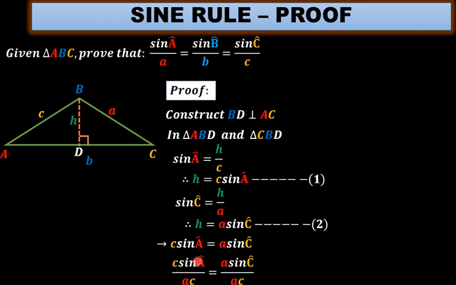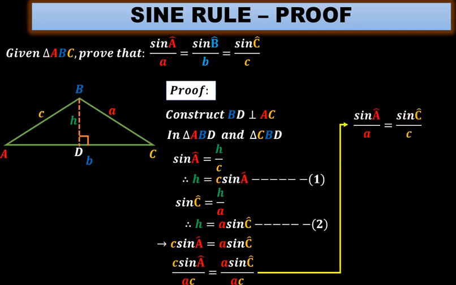Now, if you divide the left-hand side and the right-hand side by ac, you remain with c sin A divided by ac is equal to a sin C divided by ac. Then automatically your c and c will divide, and your a and a will divide. Then you remain with sin A divided by a, small letter a, is equal to sin C divided by small letter c. Then we have proven the sine rule for this ratio of sin A divided by a and sin C divided by c.